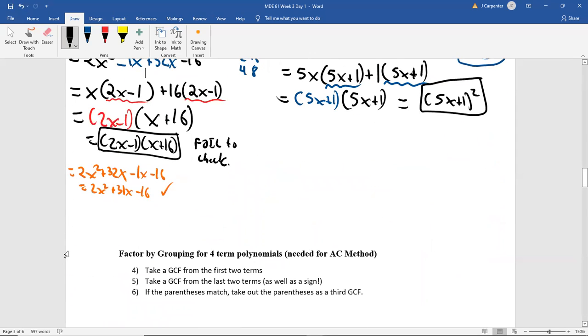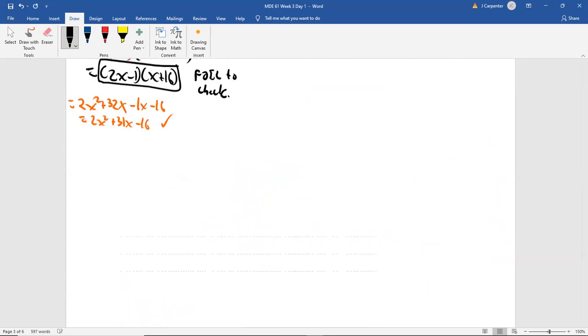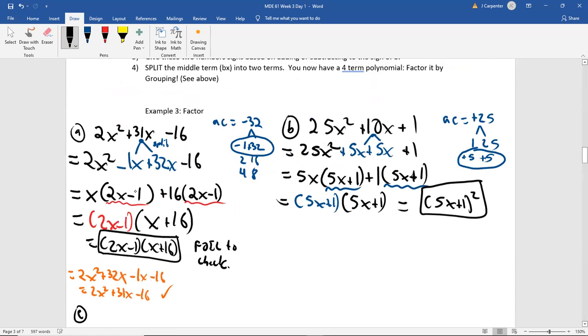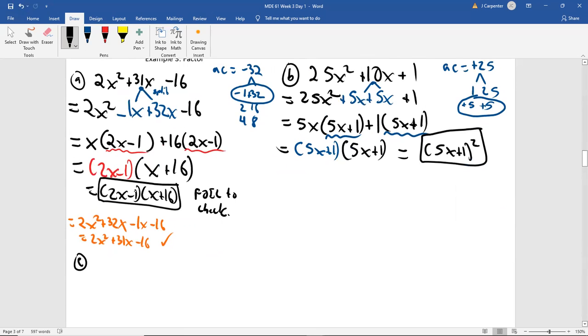All right, let's do more. Let's see if I can get that on screen still. There we go. What do I have for C? 9x squared minus 5x minus 4.